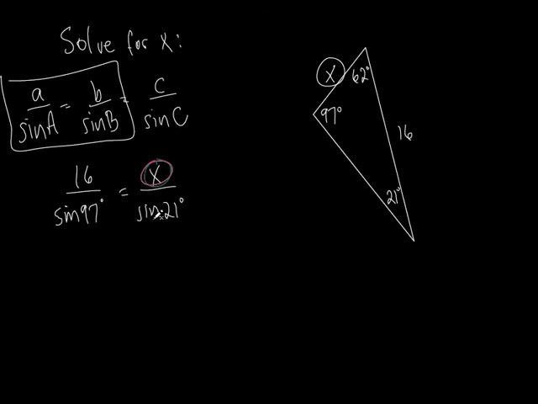I could, in one step, just get rid of the sine of 21. How can I get rid of the sine of 21? It's being divided, so how do I get rid of it? No, no, no. I just multiply it. Right, this is just a number.